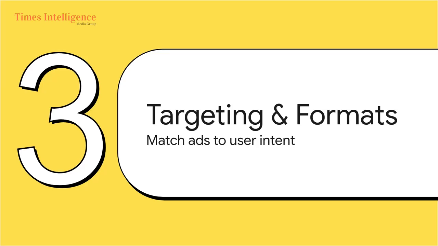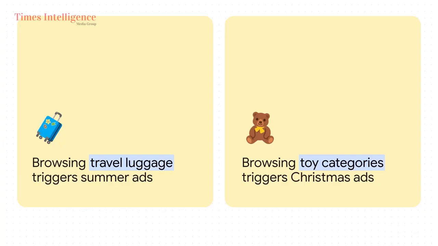Okay, section 3, targeting and ad formats. We need to match ads to user intent. This is where modern ad platforms really flex their muscles. They don't just guess who wants your product anymore, they use sophisticated purchase history and location data to guarantee relevance. For example, if a user is browsing travel luggage, the ad network spots that intent, and suddenly, boom, they're seeing summer holiday advertisements. On the flip side, a user spending their evening browsing toy categories in November gets automatically segmented to see Christmas gift banners. This level of behavioral targeting perfectly matches your message to what the user wants right in that moment, which drastically improves your click-through rates.